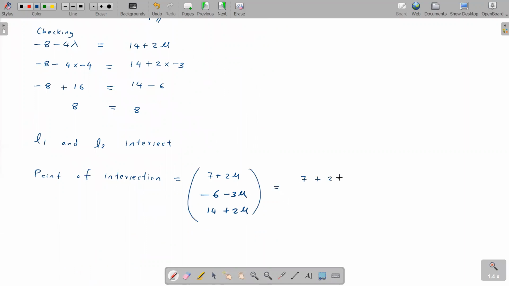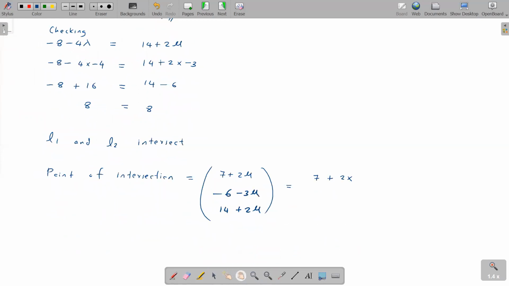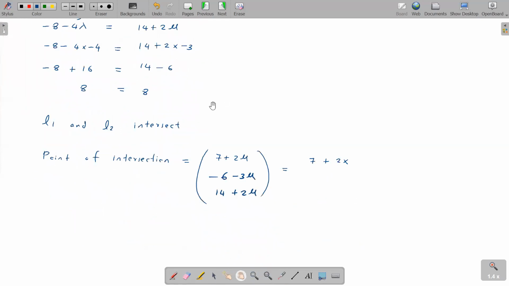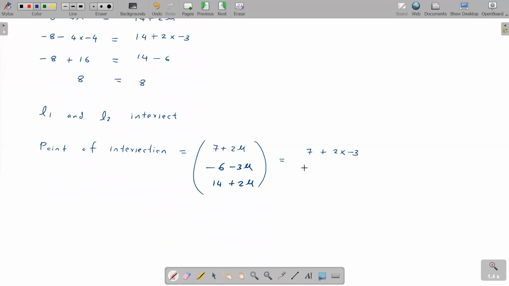Seven plus 2 times the mu value, which was minus 4, right? Sorry, the mu value is minus 3. So the mu value is minus 3: minus 6 minus 3 into minus 3, and 14 plus 2 into minus 3. Substituting, how much do I get here? 7 plus 2 into minus 3 is minus 6. Minus 6 minus 3 into minus 3 is plus 9. And 14 plus 2 into minus 3 is minus 6.